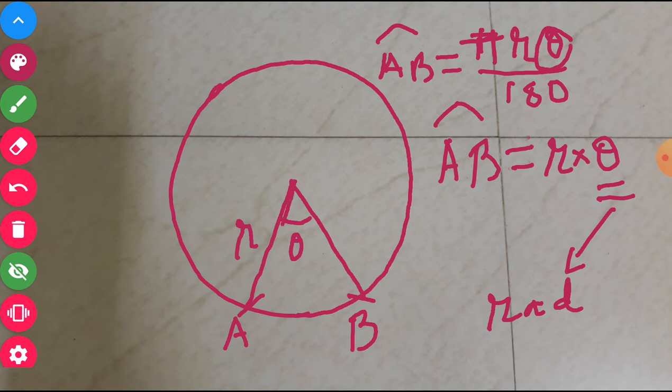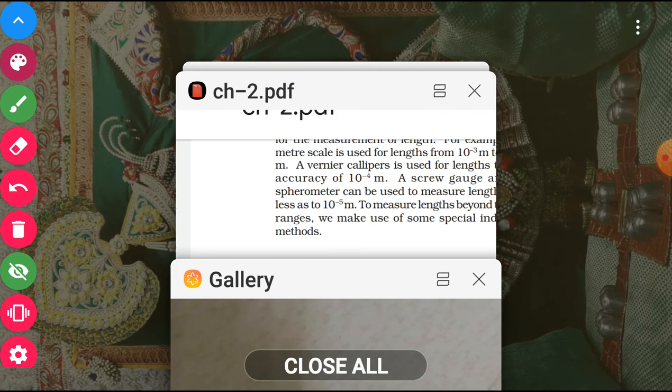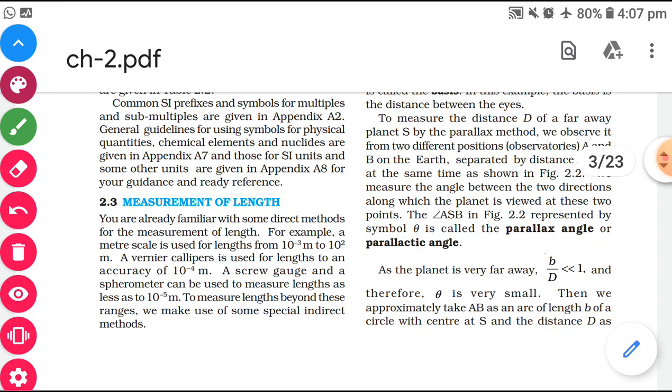So whenever you have this kind of arc and you want to find the length of arc, then arc is equal to radius multiplied by theta, and theta has to be in radian. Okay, so all these things you should keep in mind. Now today in physics, this was all mathematics. Now today in physics, if you have studied the second chapter, then on page number 18 we have the measurement of length.